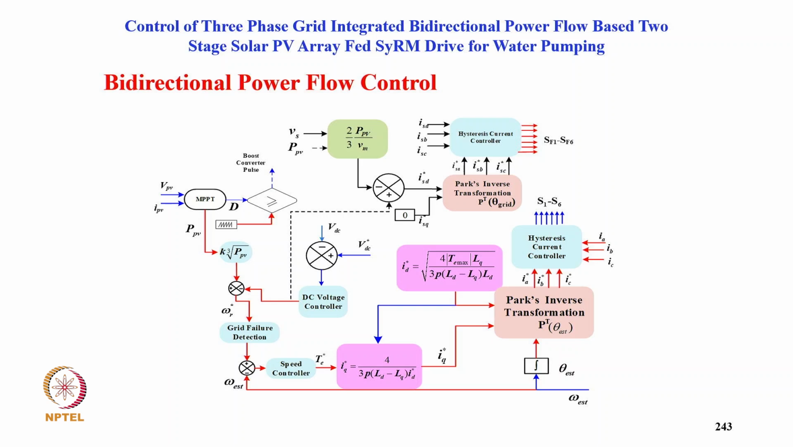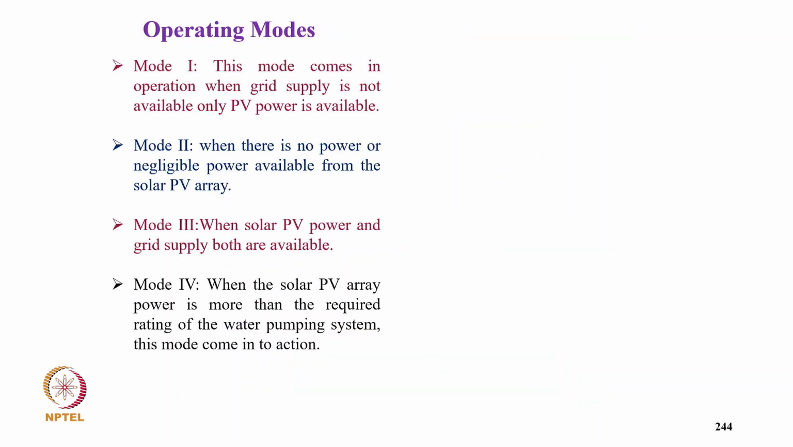So this is the control here again. We have motor control in vector control mode, as well as the MPPT control from the boost converter, and all 4 modes are there. Then only solar is available, only grid is available, and both are available. And when not pumping, or when power is more than pumping needs, it goes to the grid.